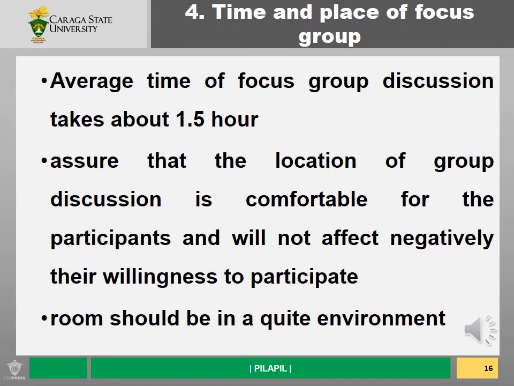Fourth is the time and place of the focus group. The average time of a focus group discussion is 1.5 hours. Ensure that the location of the group discussion is comfortable for the participants and will not negatively affect their willingness to participate, and the room should be in a quiet environment. There are several requirements related to the room of a focus group. The preferable form of seating participants is a circle. Thus, researchers shall think about the possibility of having a room allowing such seating.